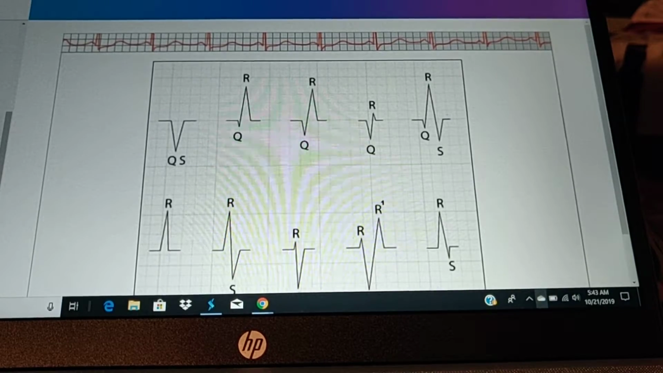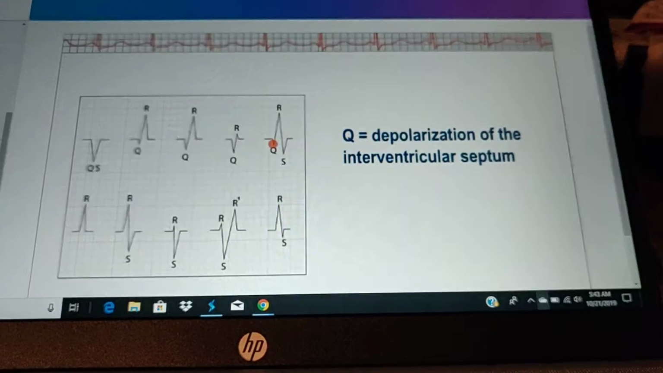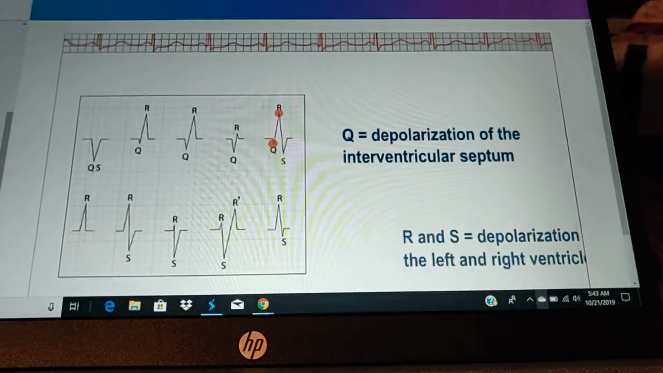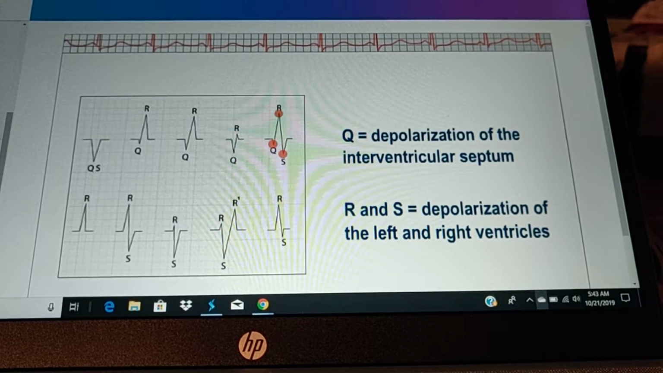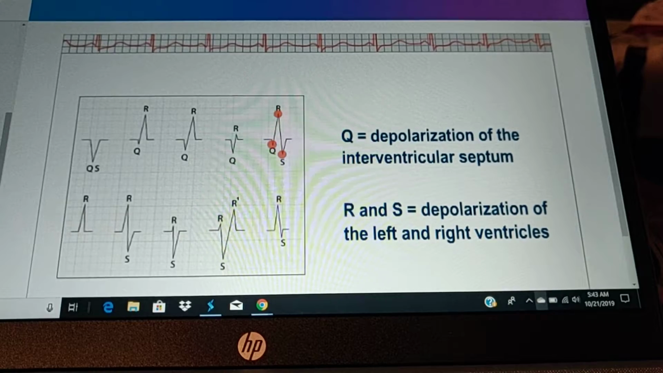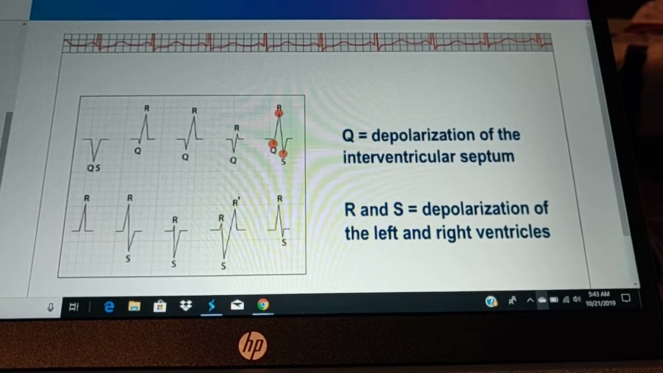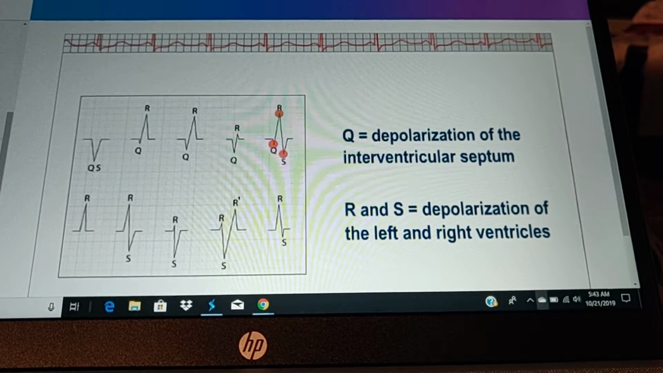Remember, the definitions of the Q, the depolarization of the interventricular septum, R and S waves, the depolarization of the left and right ventricles. Although the QRS can come in multiple shapes and sizes, these variations do not change the definitions for each wave.